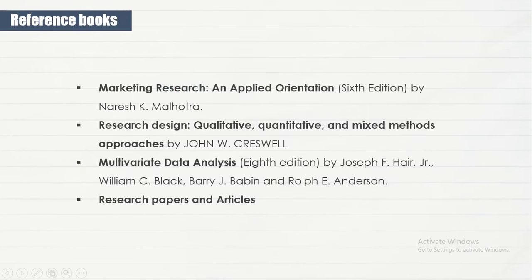And yes, for the reference materials we will follow some books. For business research, this book is recommended: Marketing Research: An Applied Orientation by Malhotra. Another research book, for qualitative, quantitative and mixed methods, is by Creswell. For the data analysis, the Multivariate Data Analysis book, and finally some research papers and articles which will actually guide you to understand the research methodology properly and to write research papers well.